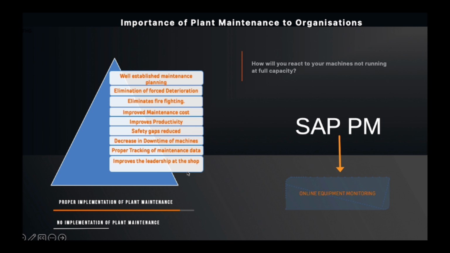Also, it improves leadership at the shop floor. So we can now see that a proper implementation of the plant maintenance would increase our productivity from 0 to 100. But if we do not have this implementation at all, it allows our productivity to remain at point 0. That was all about the lecture. Let's meet in the next one.